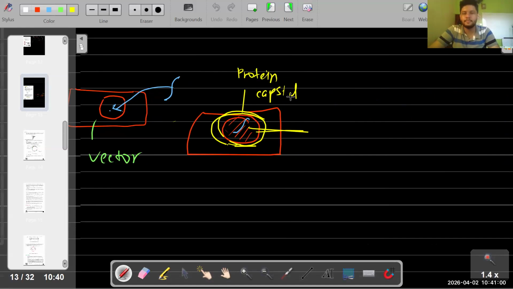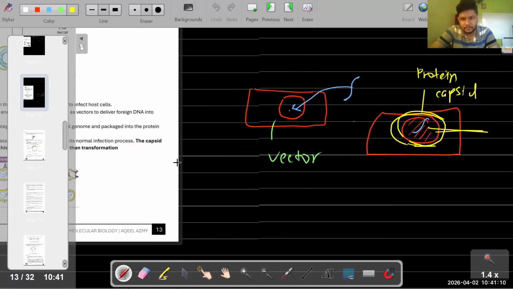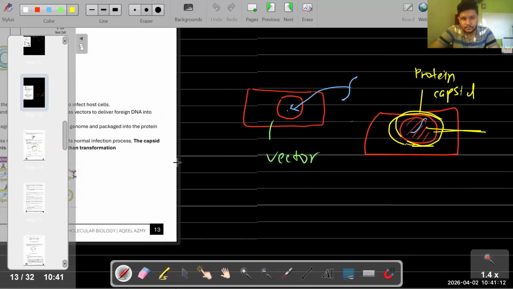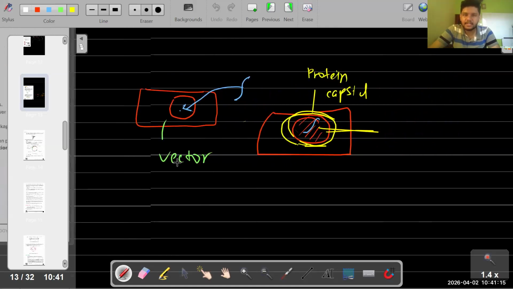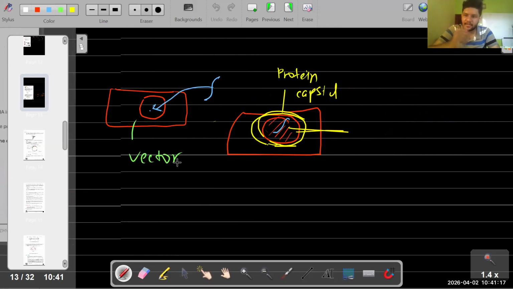Now this protein capsid, what is its function? Protecting the DNA of interest during the transferring process. Am I right? Yes. Now after transferring and going into the host cell, does it have any function? After it is in the human body or plant body, does the protein capsid have any function? No. So will it affect when the viral genome comes out and inserts into the host cell?